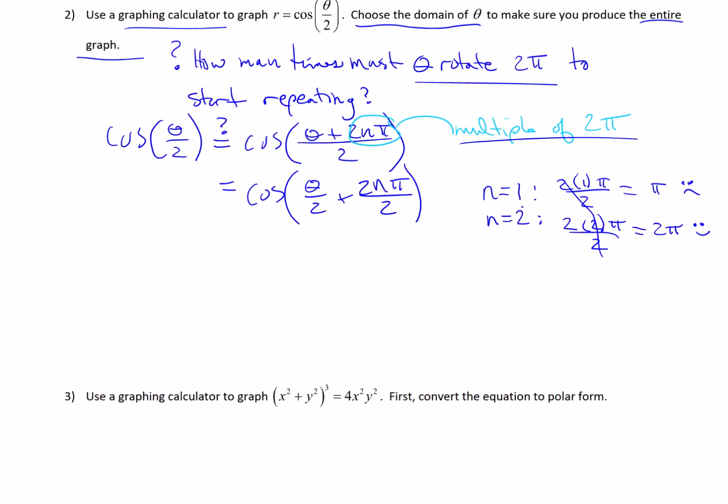So turns out that when n is 2, what happens is that this second term produces a value for our function equal to the original. So in other words, you take theta over 2, which was the original input. If I add 2 times n times pi all over 2 to it, where n is 2, then I'm really adding a multiple of 2 pi, which will produce then the same result.